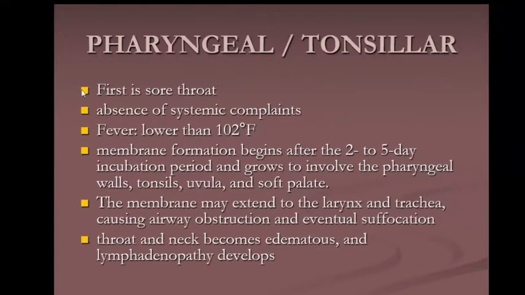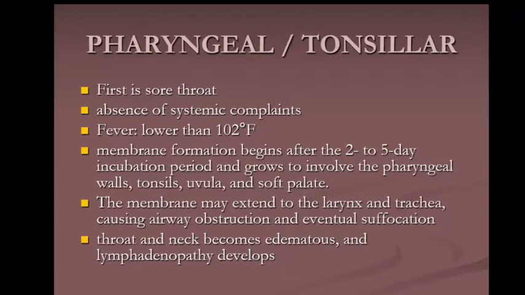In pharyngeal or tonsillar diphtheria, at first it might just resemble a sore throat, and fever is there, up to 102 degrees Fahrenheit, with no systemic complications initially. Then membrane formation occurs from 2 to 5 days, and it involves the pharyngeal wall, tonsils, uvula, and soft palate. The most deadly complication of diphtheria is due to obstruction of the airway.